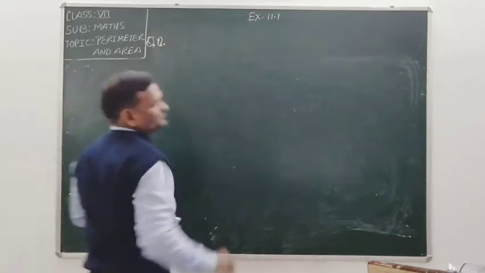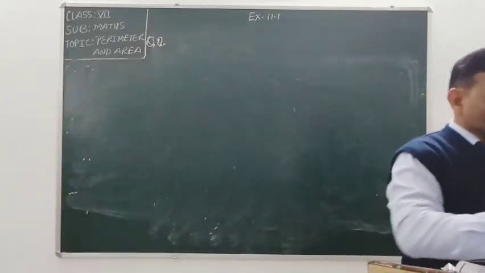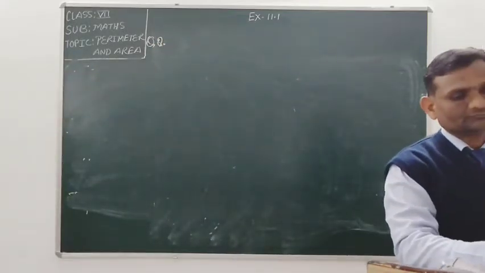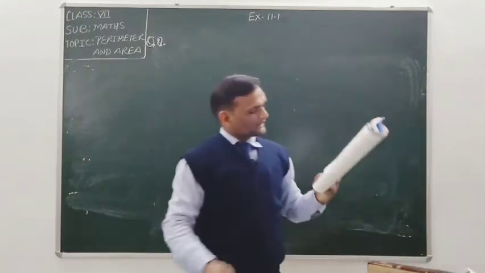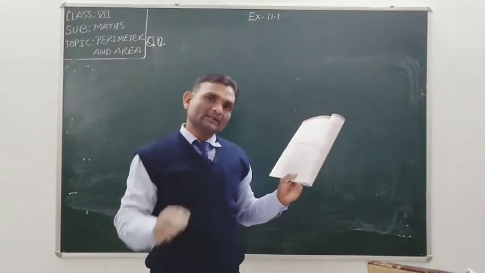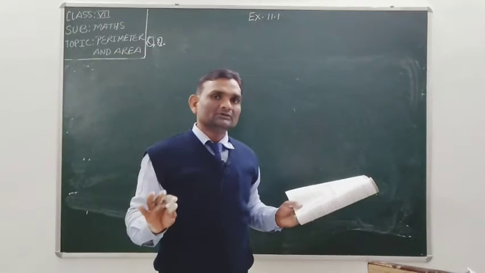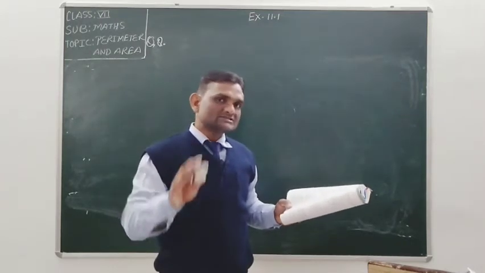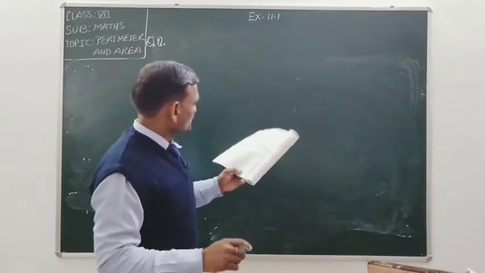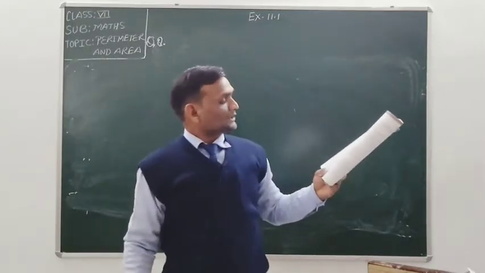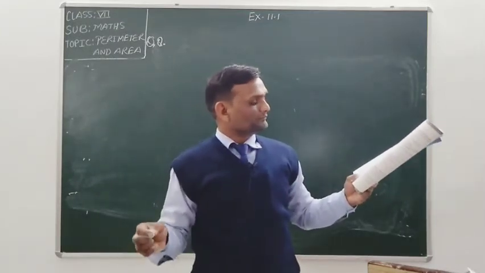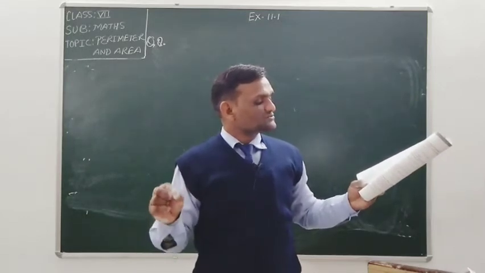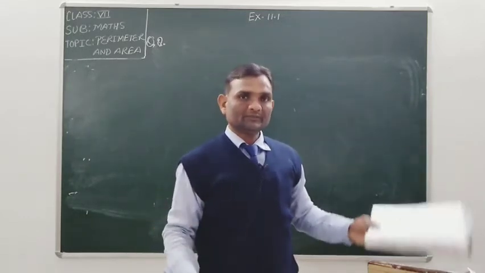Question number 8 is saying, student, I am not writing the question. Everybody has the book and you can see the question and understand from your book. So student, I am reading the question. A door of length 2 meter and breadth 1 meter is fitted in a wall.